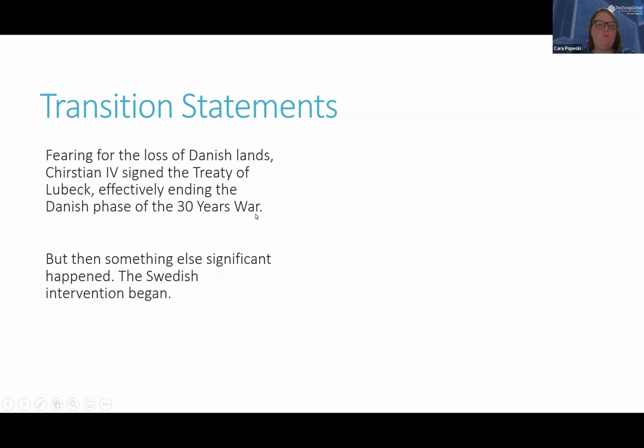So again, here's a weak transition. The first paragraph starts with, fearing for the loss of Danish lands, Christian IV signed the Treaty of Lubeck, effectively ending the Danish phase of the 30 Years' War. But then something else significant happened. The Swedish intervention began. Again, not a great transition. Why? Because saying, but then something else significant happened, well, I could have said that in any paper about anything. I could have written that in a paper about TikTok. And it's just not specific to what we're trying to go for.